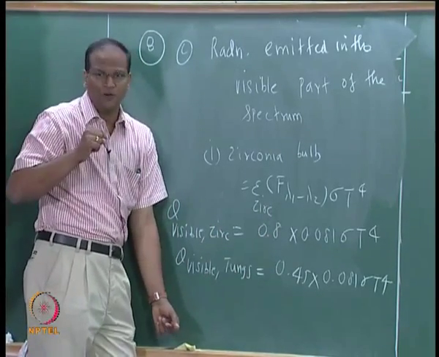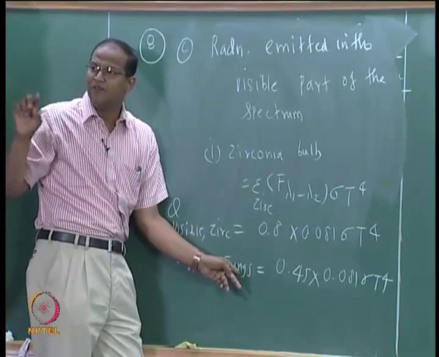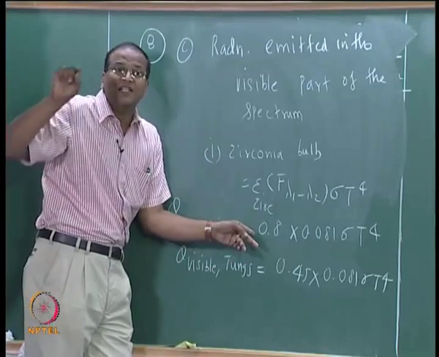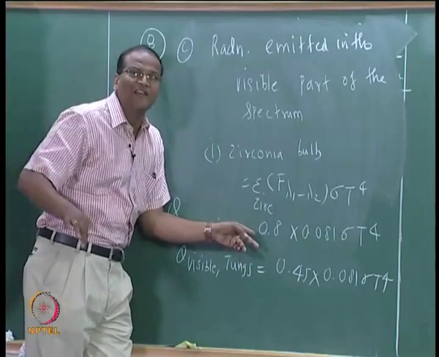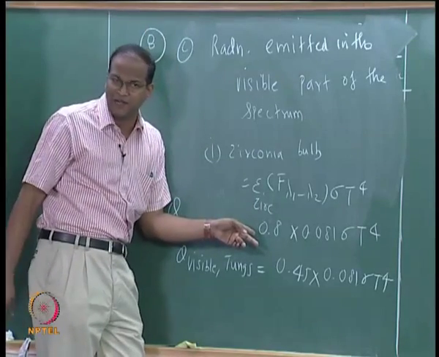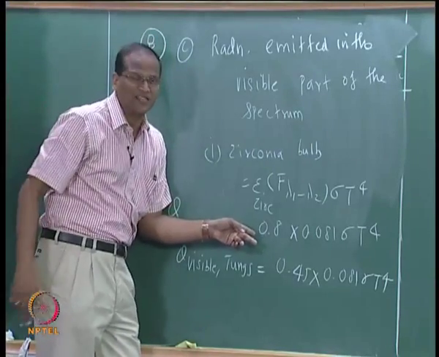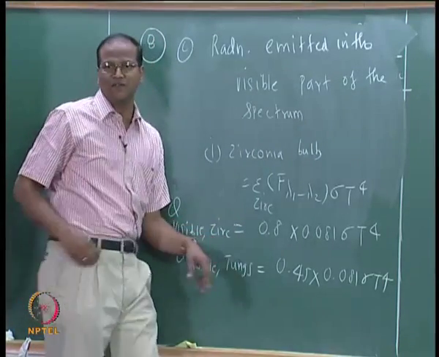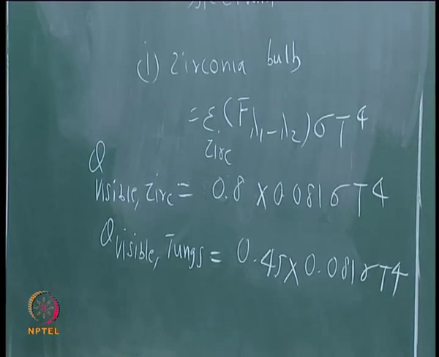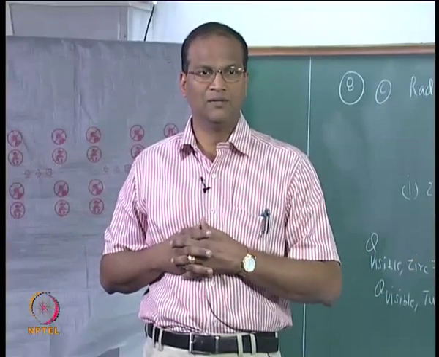Therefore, even though the tungsten filament has a higher hemispherical total emissivity as opposed to the zirconia filament, the zirconia filament, by virtue of having a very high spectral emissivity of 0.8 exactly in the visible part of the spectrum, gives more visible radiation compared to the tungsten filament, and its power consumption is also 0.7. Zirconia is infinitely better than tungsten.